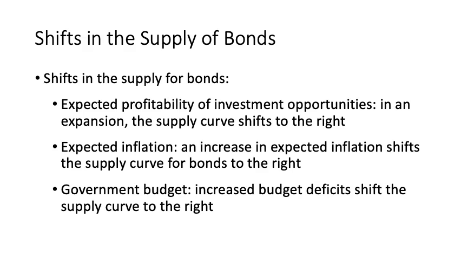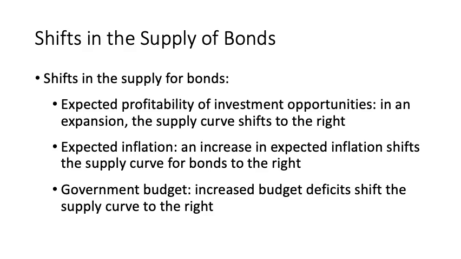In case of supply, this is already affected by 3 main factors. Expected profitability. When the expected profit is high, this will encourage companies to borrow by issuing bonds to finance this new investment. If expected inflation is high, so that the real cost of borrowing is very low, this will encourage the firm or government to issue more bonds.